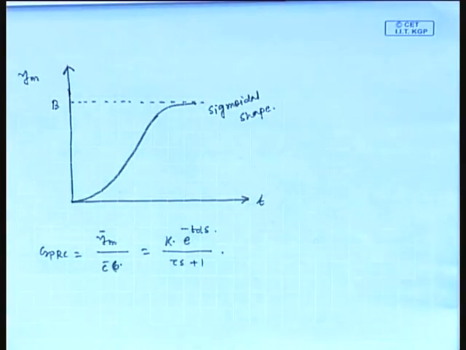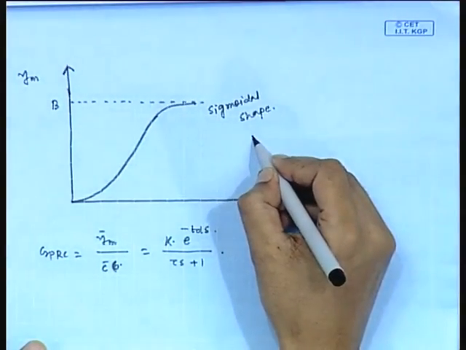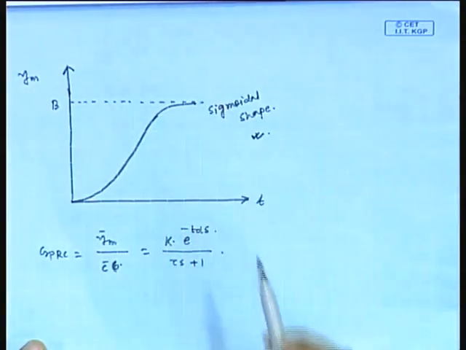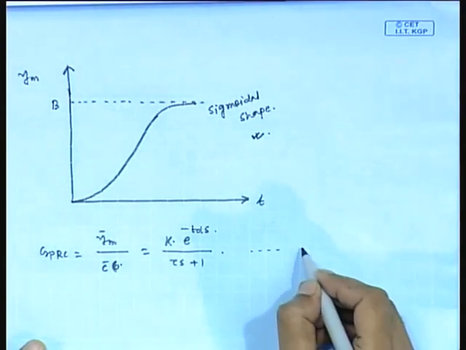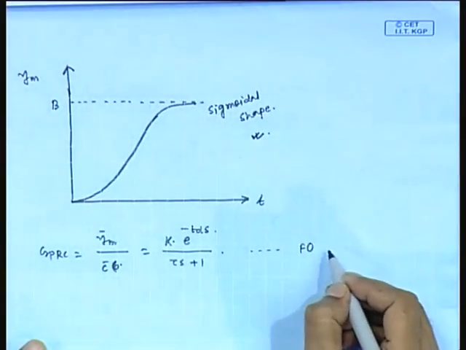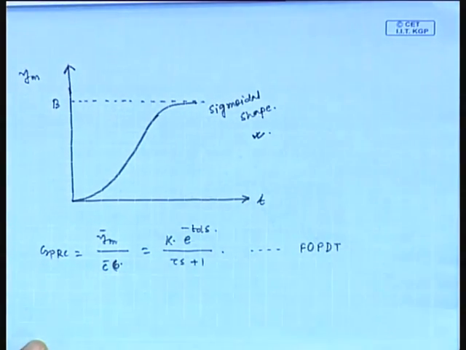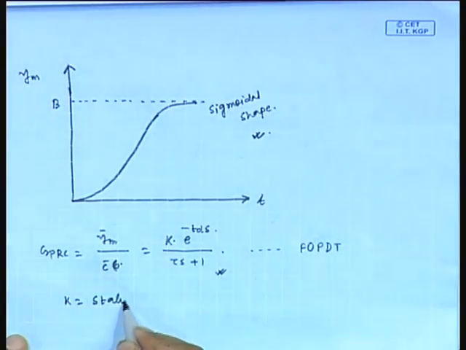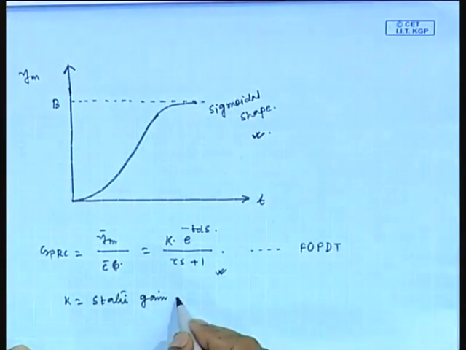For most of the chemical processes, the response looks like this. Now, this shape can be approximated by first order plus dead time, and this is the expression of first order plus dead time response. The first order plus dead time response can be represented by this equation, where K is static gain. So, what will be the expression for gain?